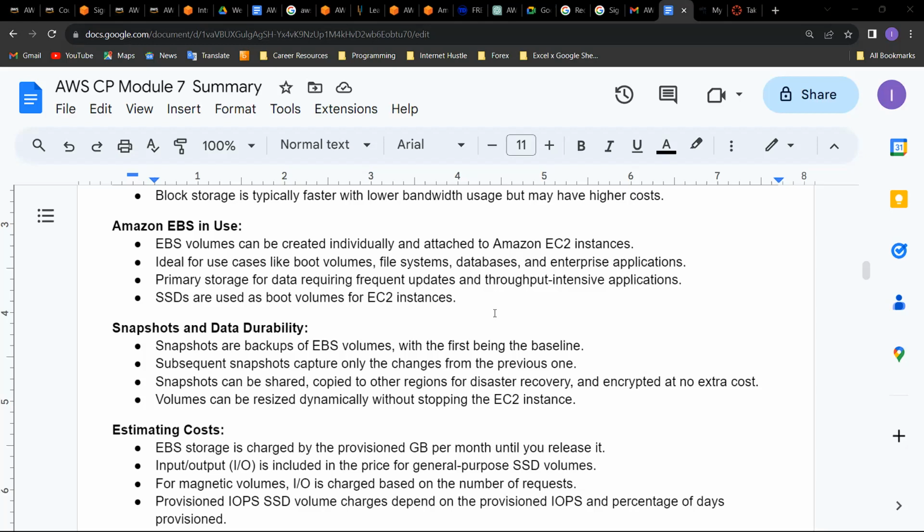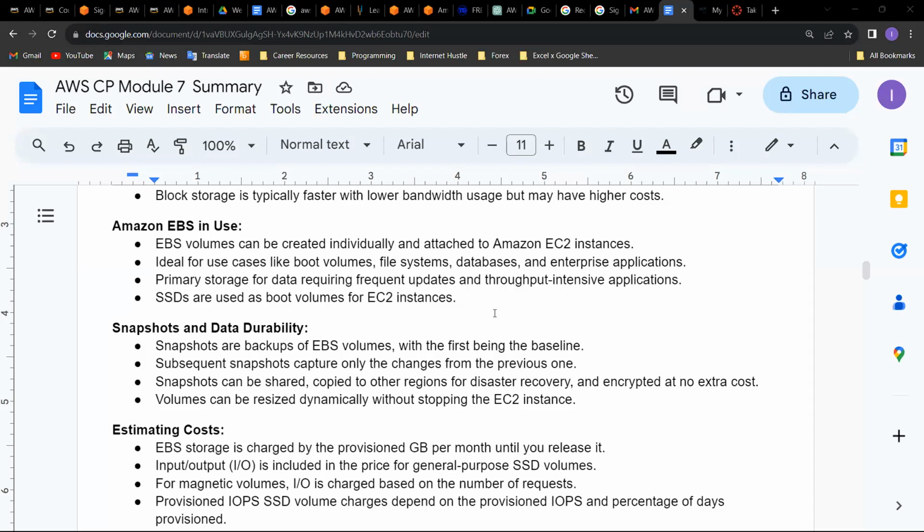And it can also be shared and copied to other regions, for disaster recovery purposes. And you can even create a volume from that snapshot. And yes, in that same module, there is a lab exercise where you do that. You create an EC2, edit the volume, add a file, create a snapshot of the volume, and then create another volume out of that snapshot, delete the previous one, and attach the new volume to the EC2 instance.